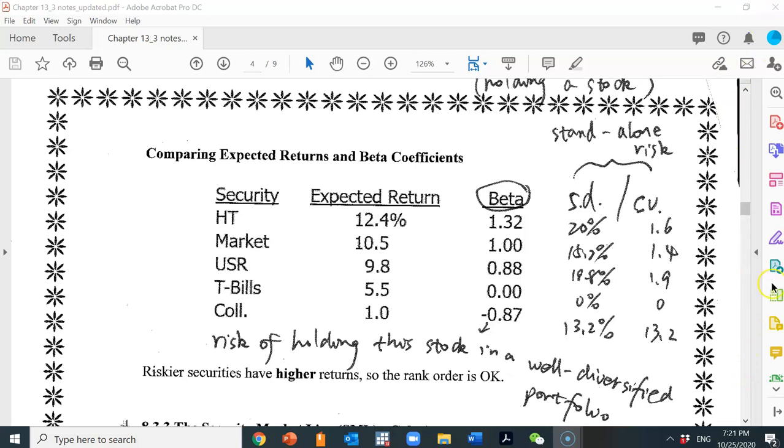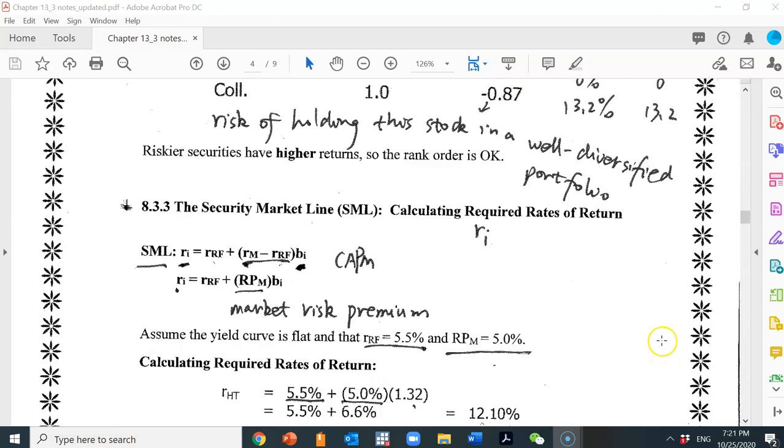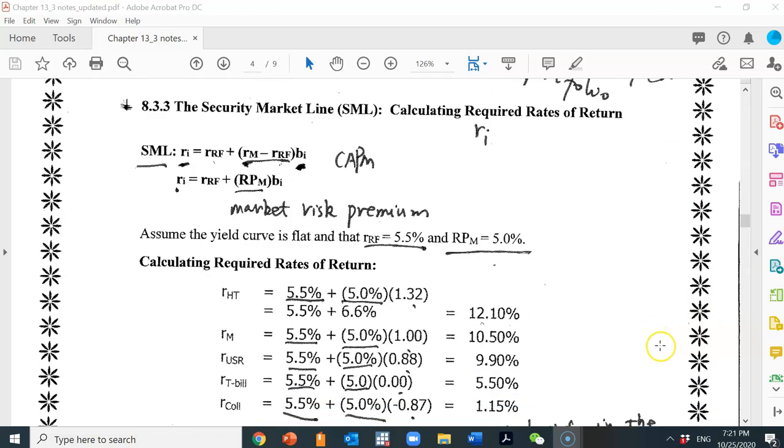So this is the second video for Chapter 13, Class 3 about beta. In the next video, we're going to discuss the security market line.